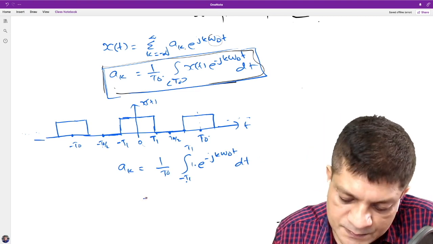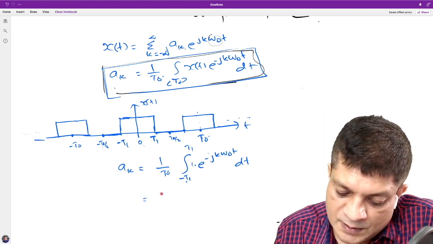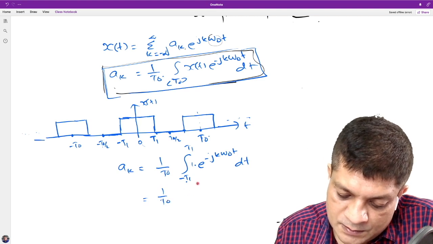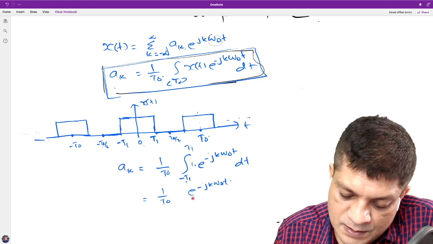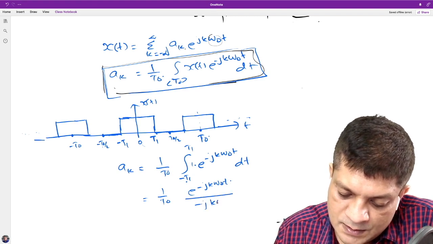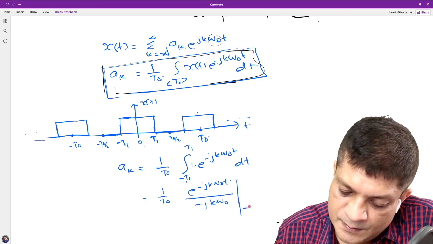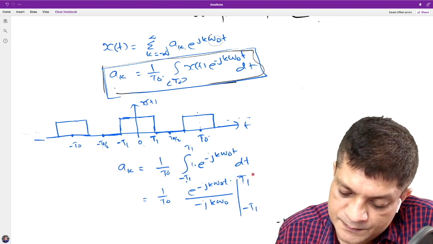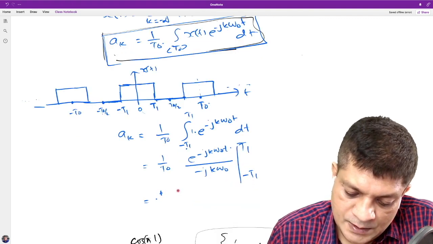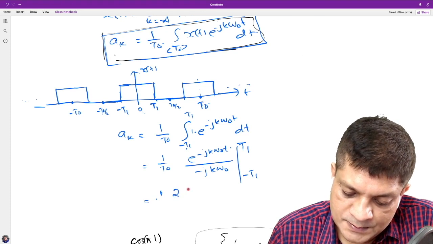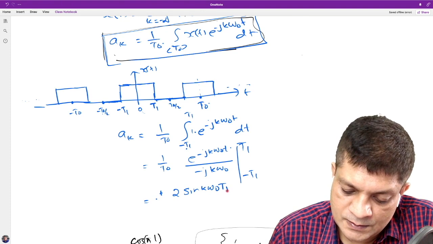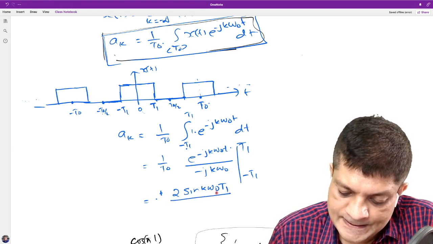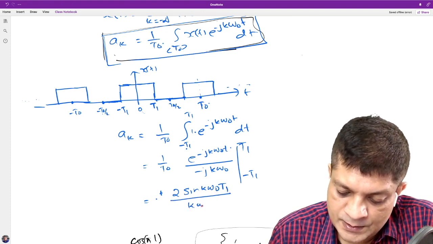So what are these? So it is 1 upon T naught, e to the power minus j k omega naught t by minus j k omega naught, from minus T1 to T1. Will you get? I'm writing the expression: 2 sine k omega naught T1 by k omega naught T naught.